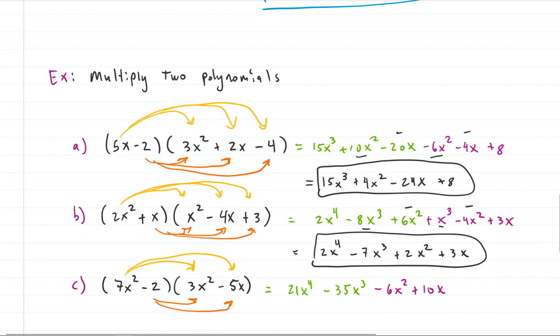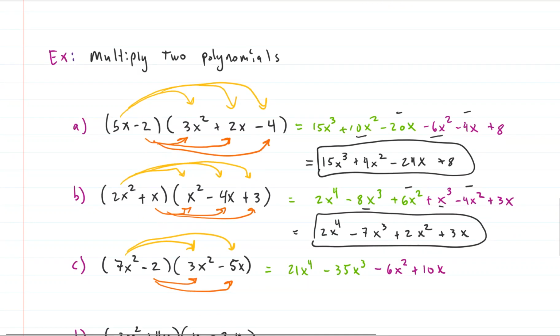And now we're just combining like terms. We have, actually, we can't do anything there, right? There's nothing we can combine. We have 1 x to the fourth term, 1 x to the third term, 1 x squared term, and 1 x term. So we're done. We just box it and we're done.